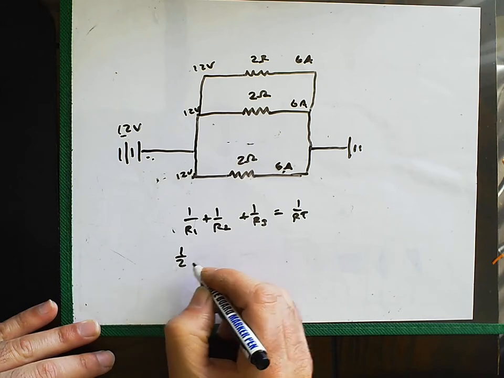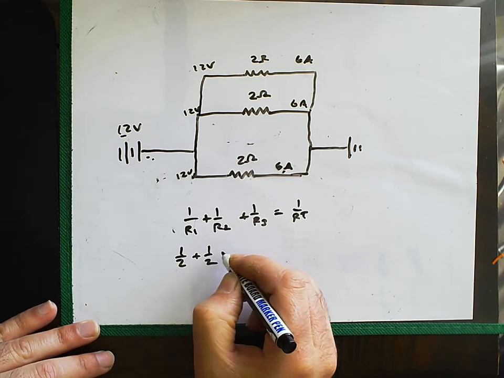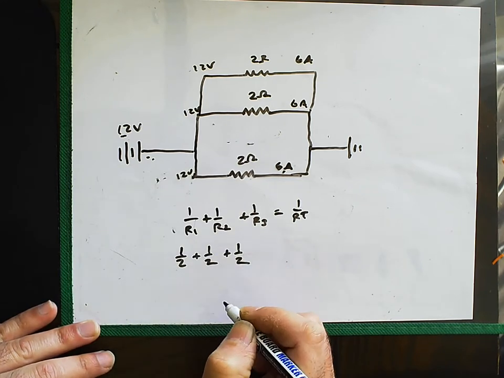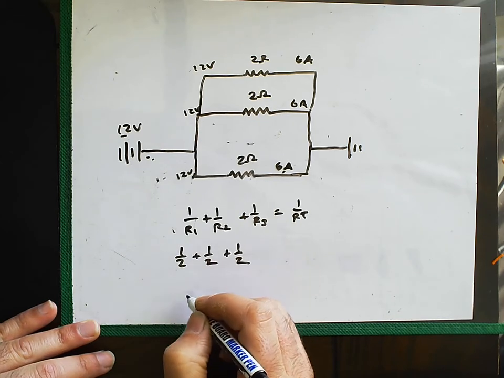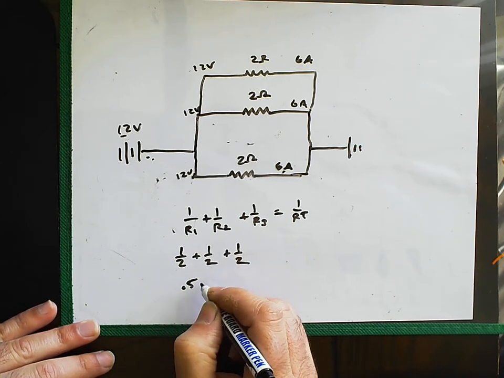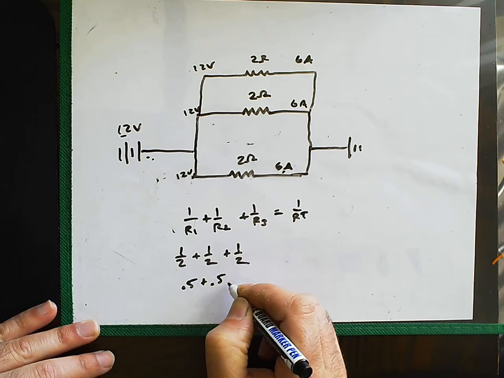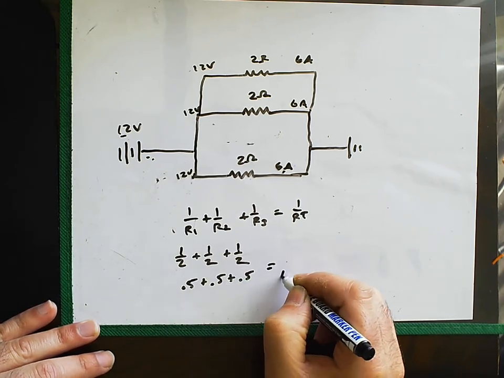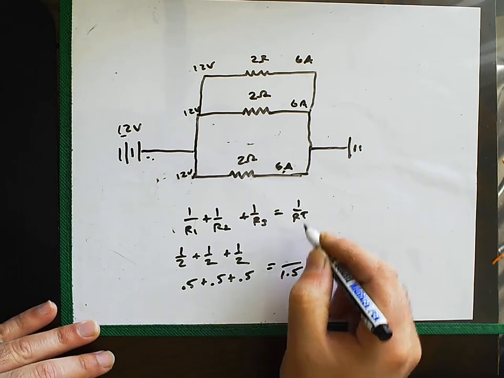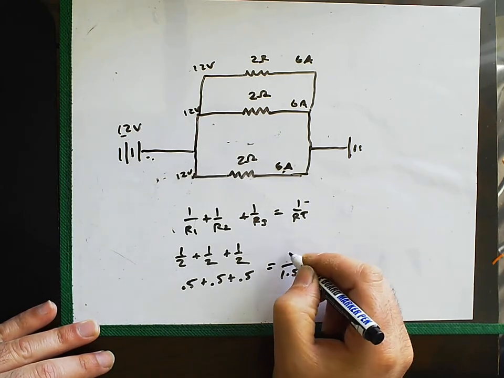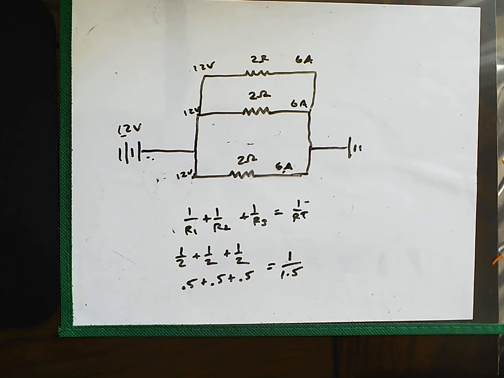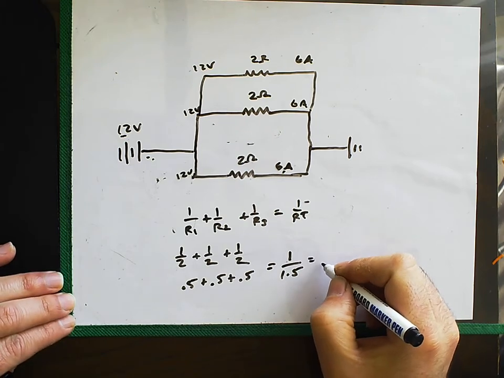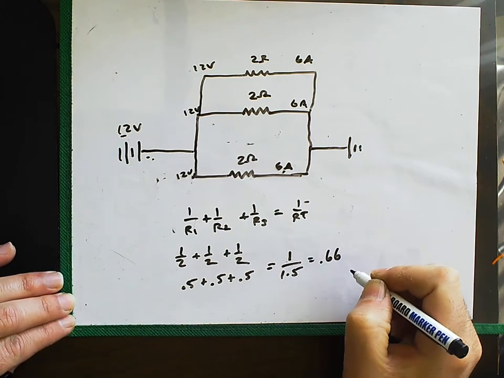So the first thing we're going to do is build our little equation. So 1 over 2 plus 1 over 2 plus 1 over 2. We're going to divide 1 by 2. We should get 0.5 plus 0.5 plus 0.5. That's going to equal 1.5. Then we put our 1 over 1.5. So we're going to divide that, and we're going to get our total resistance of 0.66.